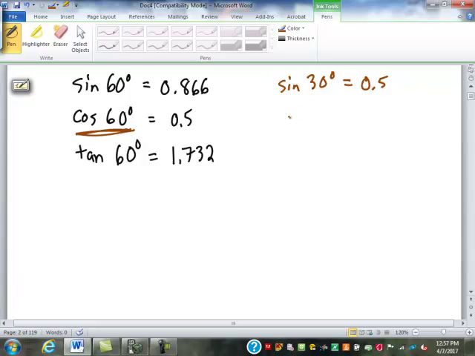Now again, hands away from the calculators. Can you tell me what the cosine of 30 should be? What's the complement of 30? 60, right? So the cosine of 30 should equal the sine of 60, which is 0.866. Give it a shot.